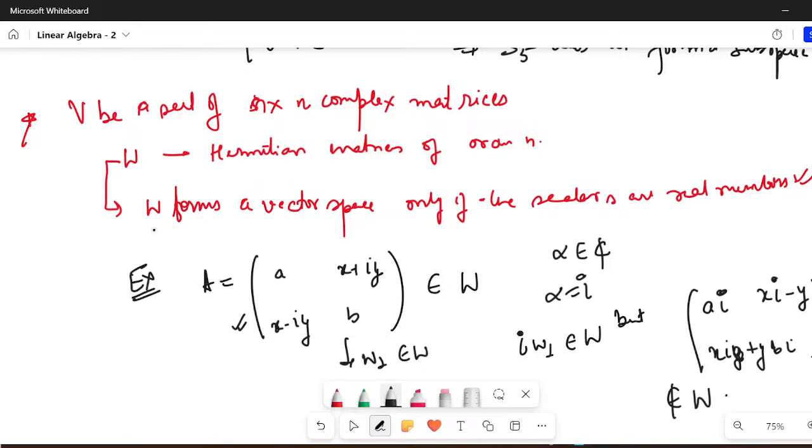So always remember that if you're given Hermitian matrices of order n, let's say V is the set of n cross n complex matrices, then W forms a vector space in itself, or a subspace of V, only if the scalars are real numbers. Otherwise, it will not form.